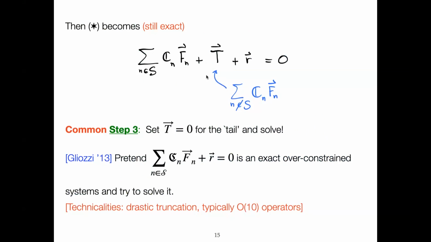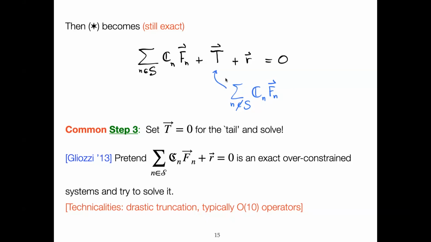The next step, which is the common step 3, usually goes under the title of truncation methods, is to look at this equation and say, how am I going to solve it? And obviously the thing that you don't know or you don't have any degrees of freedom to track dynamically is this tail contribution. So you say, I'll set it to 0. You assume that you have included enough operators here so that this thing has converged, and the main contribution comes from these operators. This was first, I think, analyzed in some detail by Gliozzi in 2013.